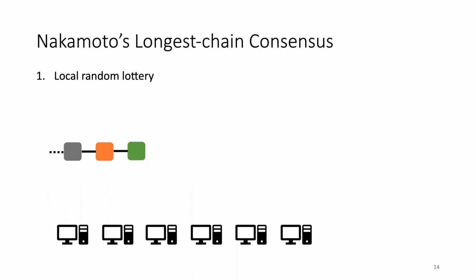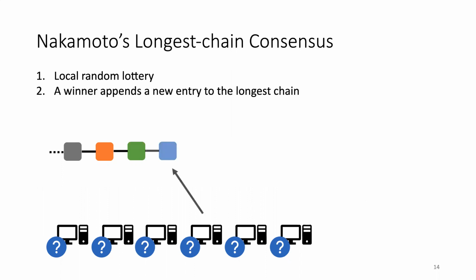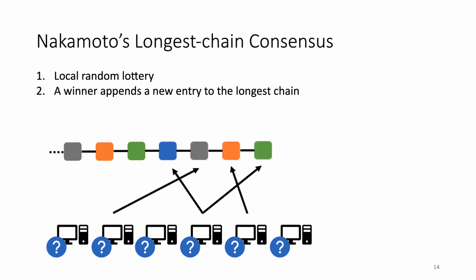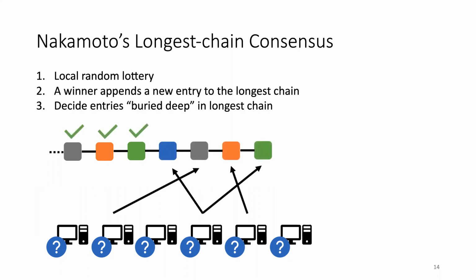Okay, so this is the longest chain consensus protocol. Most of you are probably very familiar with it. The idea is that we have a bunch of participants, and there's a local lottery process where everybody tries their luck to create a block. Somebody gets lucky, and they append a new block to the longest chain. Everybody does that, and the chain grows. We decide on entries that are buried deep in the longest chain. That is what leads to long latency.